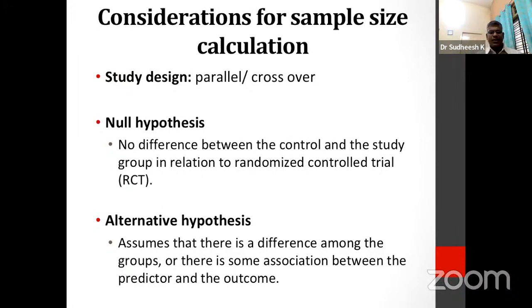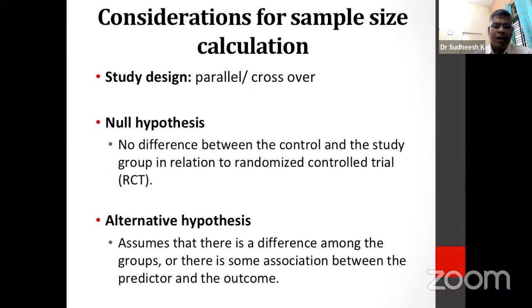Whereas a crossover study means that it's the same set of patients who receive, let us say, treatment A for a particular period, and then followed by that, they will have a break period, and followed by that, you will have intervention with drug B. So eventually, the same set of patients will receive both the drugs. Whereas in parallel group, the two different sets of patients will receive the two different drugs. So that is the first important prerequisite.